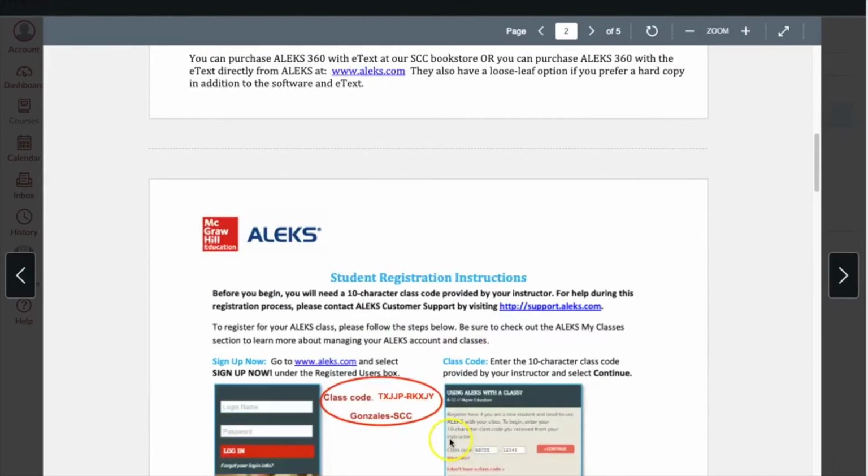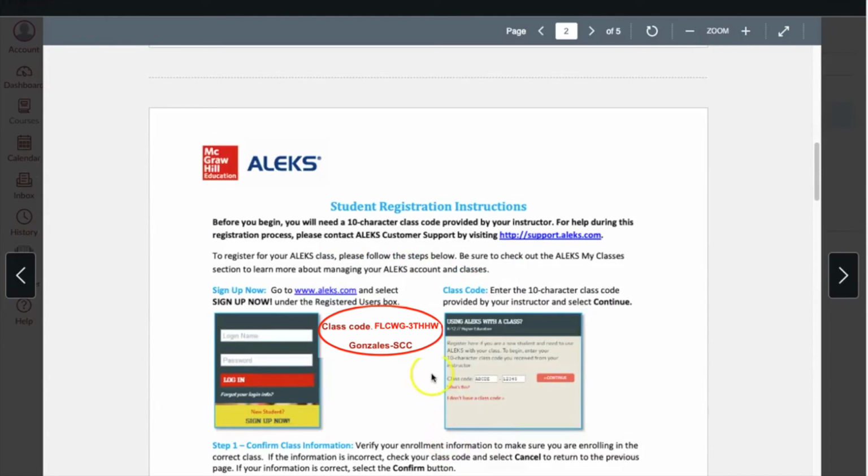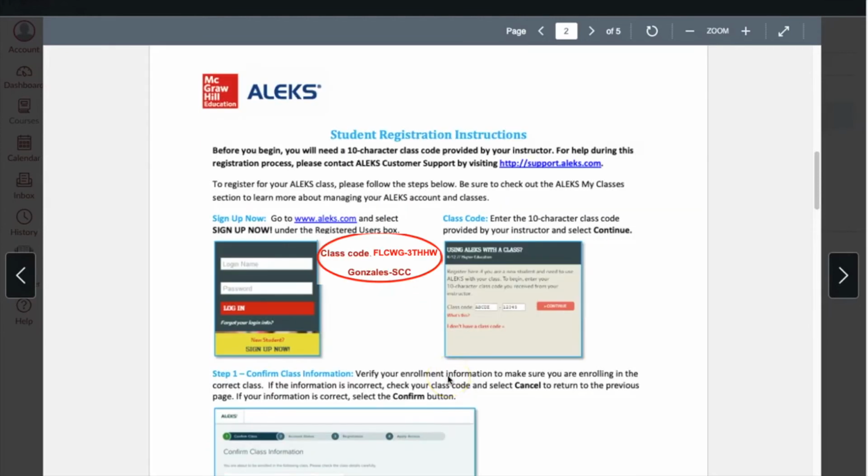Okay, here are the registration instructions. The most important number is the class code. This class code will link your ALEKS account to my class, which will be our class. So that's super important. Then you'll take your credit card and purchase access, or you may have purchased an access kit that has numbers that you put in, but you do have to always put in the class code first, and then you put in a super long series of numbers.